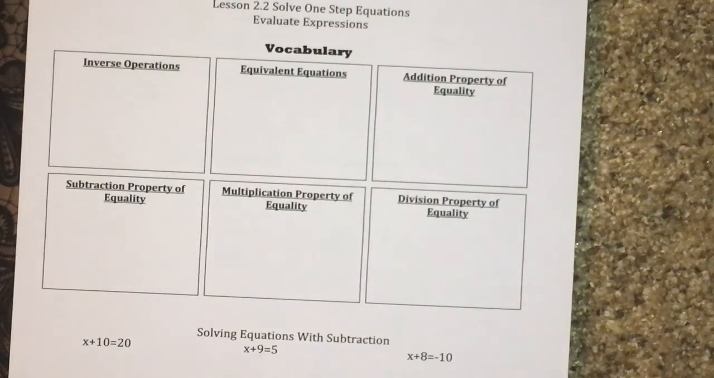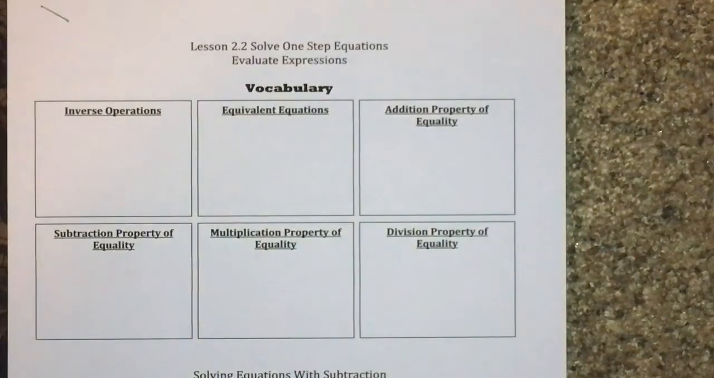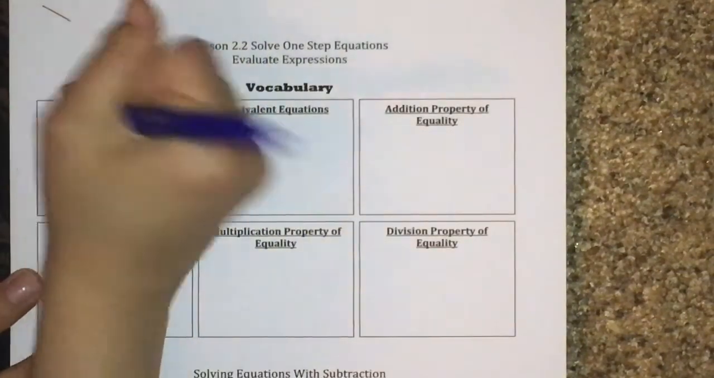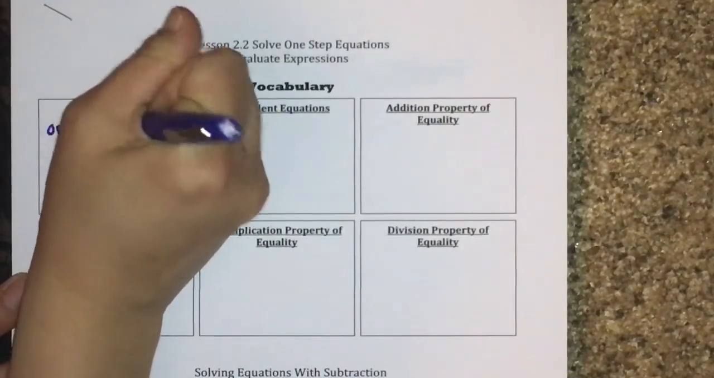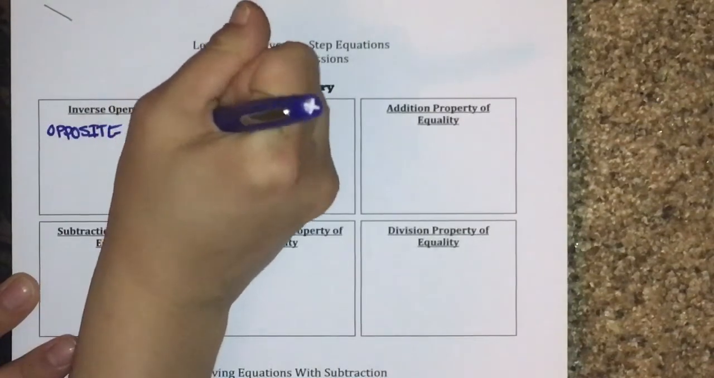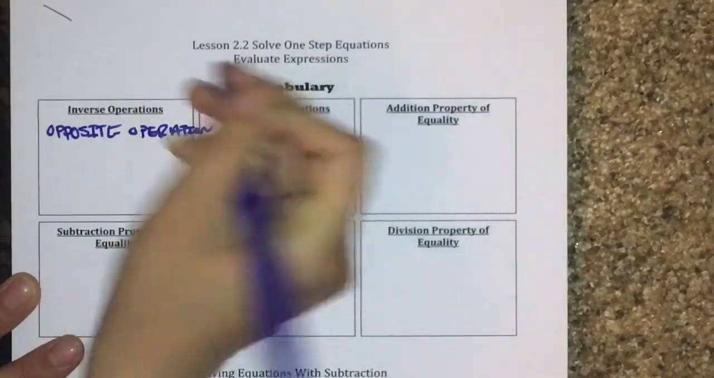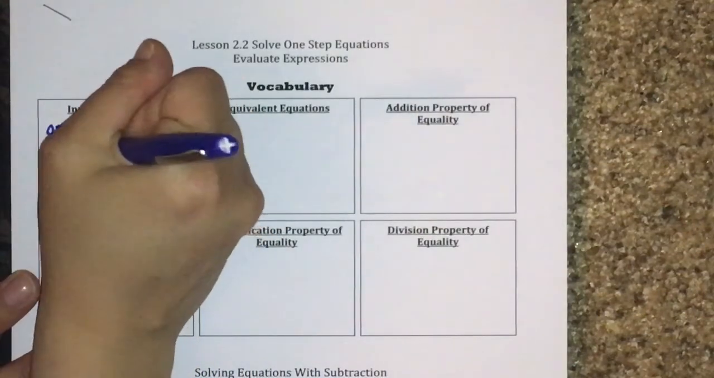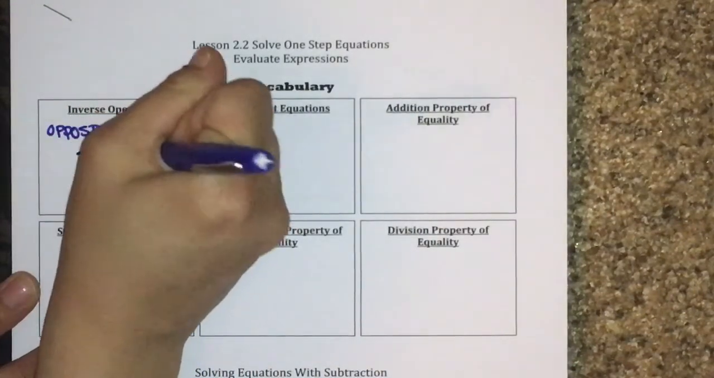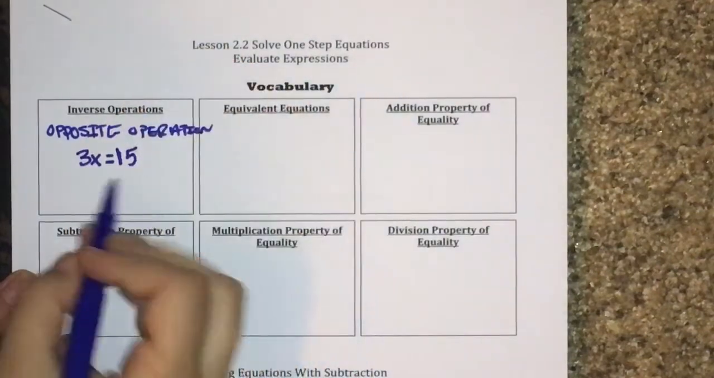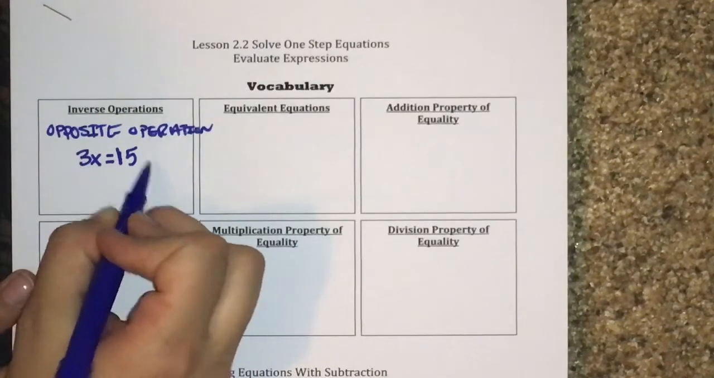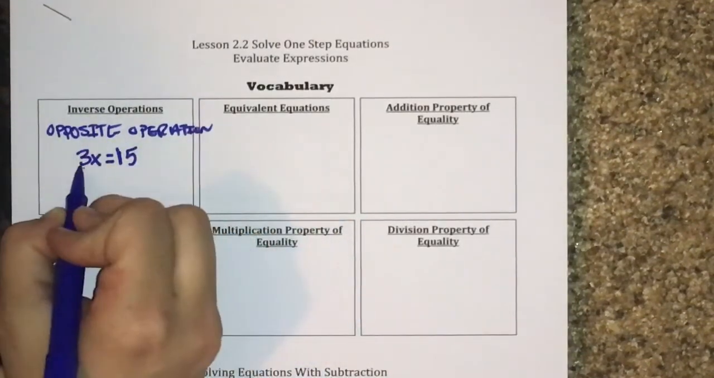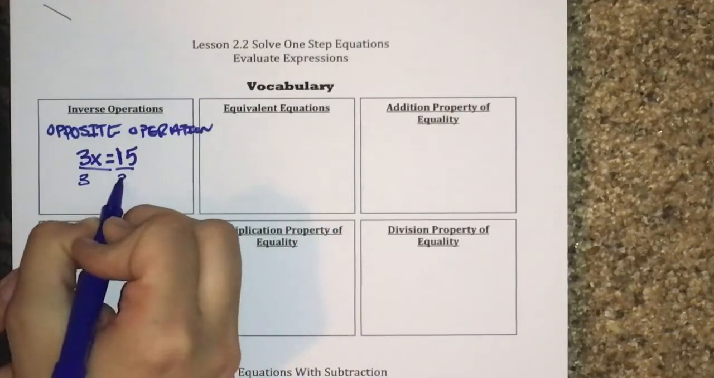Okay, we are now moving on to solving one-step equations. So, first we're going to go through some vocab. Inverse operation means exactly what it says, doing the opposite operation that is happening to the variable. So for example, let's say we have something like 3x equals 15. Well, I would ask you, what is happening to x? We would say it's being multiplied by 3. The inverse operation of that would be dividing by 3.